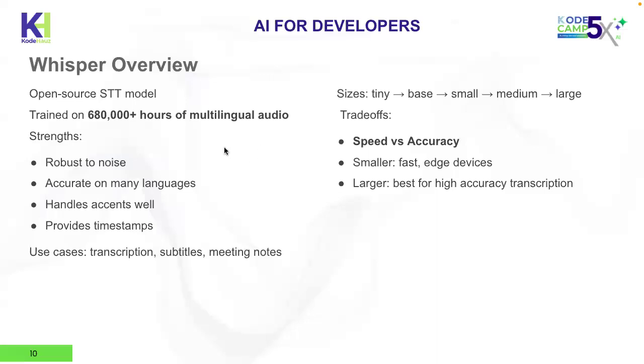Okay, so let's talk about one of the open source speech to text models. That's Whisper, right? So Whisper is trained on 680,000 plus hours of multilingual audio. So that means it's trained on audio from multiple different languages. So what does that even tell you? That Whisper can actually do language translation as well, because it is trained on data from different languages. It can not only do language translation, it can even generate speech in multiple languages.